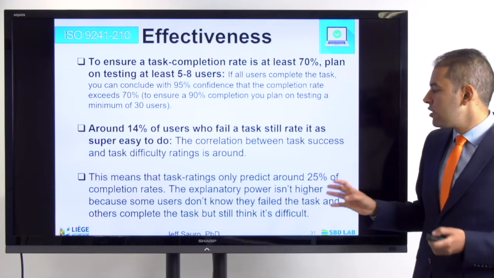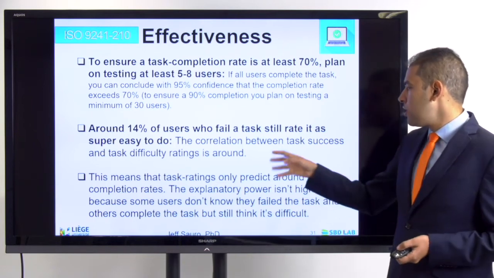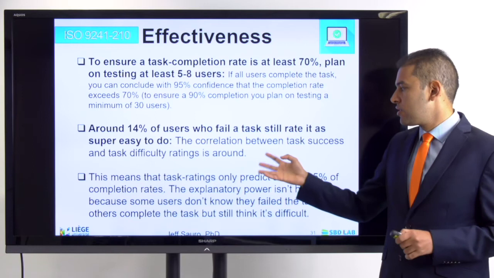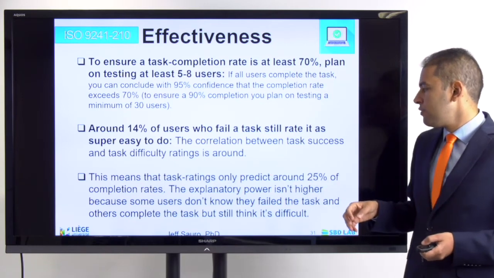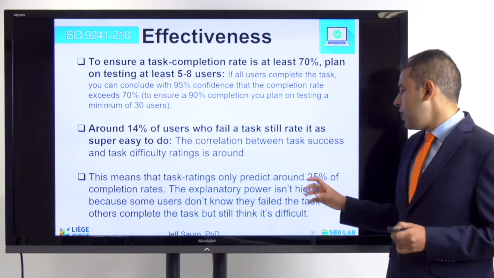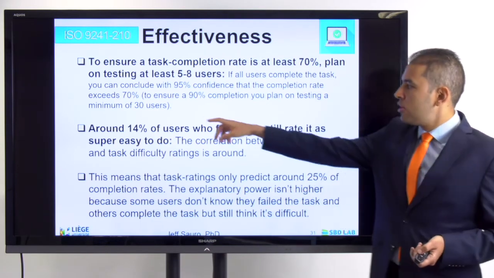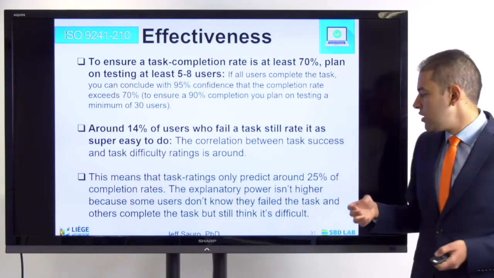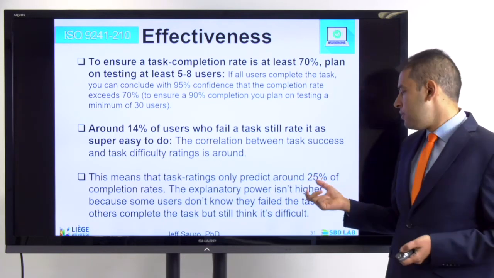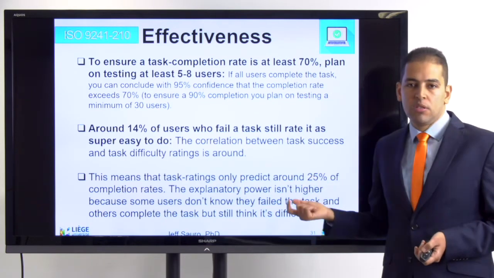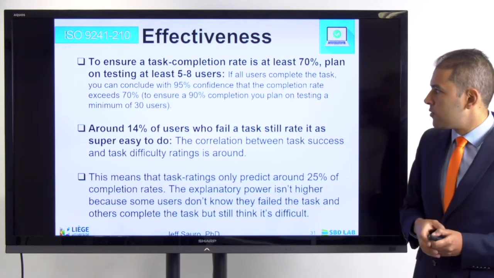So it's very important to keep in mind the correlation between task success and task difficulty, and you will always have something like 20% of people who did not complete. If you are in the region of 70% success rate, those people will not be aware of the reason for failure. So keep that in mind.